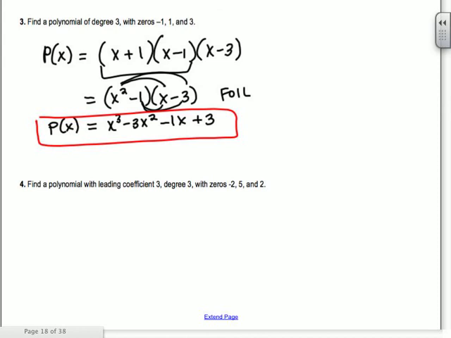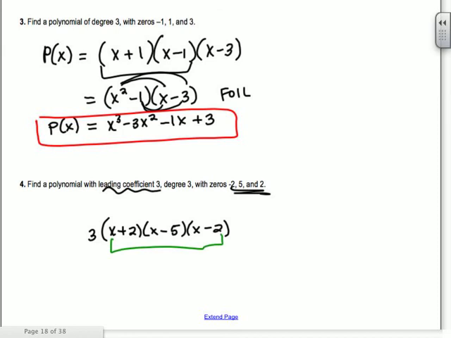Okay, so the next one says find a polynomial with leading coefficient 3, degree 3, with these zeros. So if you're going to have those zeros, you're going to have x plus 2, x minus 5, and x minus 2. What do you think the leading coefficient of 3 means? Yeah, the number out front has to be 3. Because if I just multiplied the x parts right now, just these 3 terms, you would end up with x to the third out front, right? x times x times x. But we want 3x to the third, because I told you you wanted a leading coefficient of 3. So we put a 3 out front.